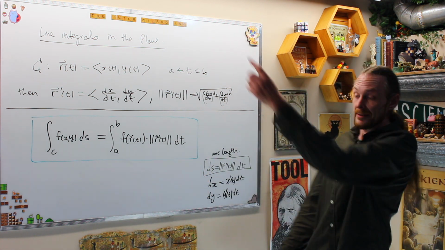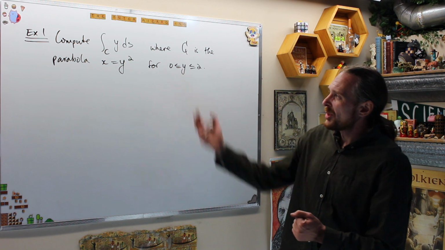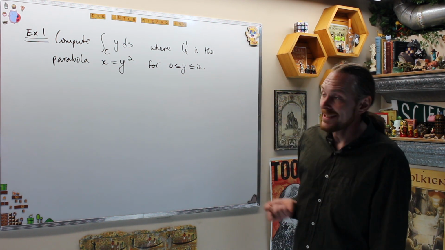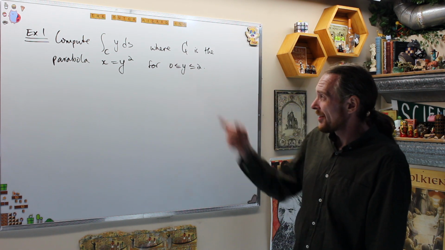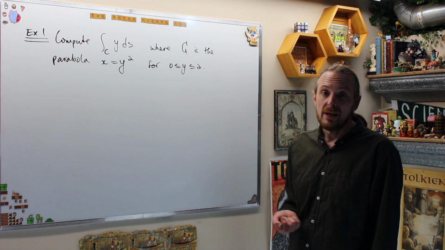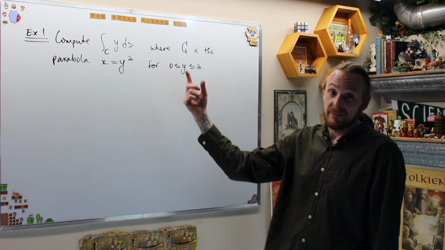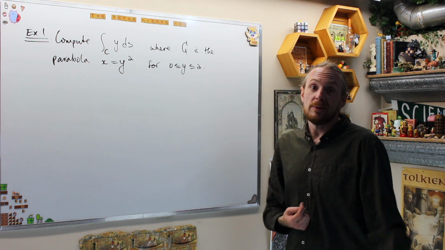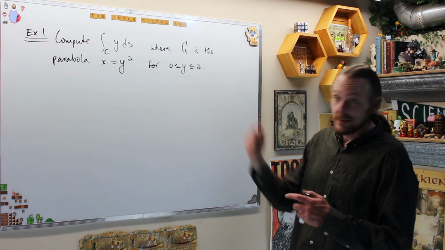Let's do an example of this. Example 1 wants us to compute the line integral of y ds, where C is the part of the parabola x equals y squared for y between 0 and 2. The first thing you have to do, remember these are going to be difficult at first. The first step is they're pushing this to a class that you already took and saying you know how to parameterize curves, right? Let's do that.